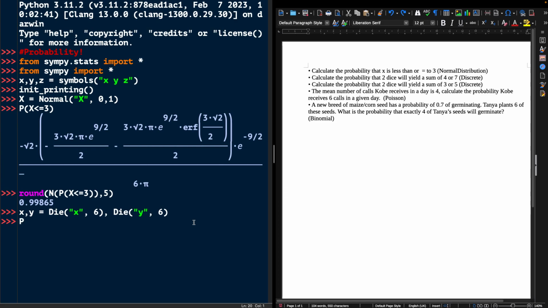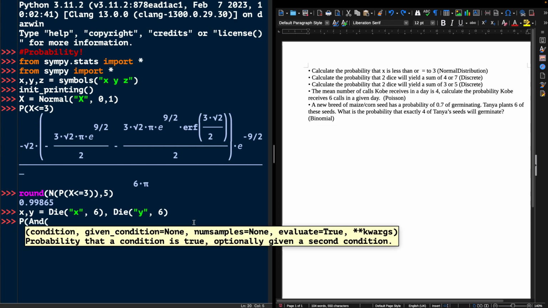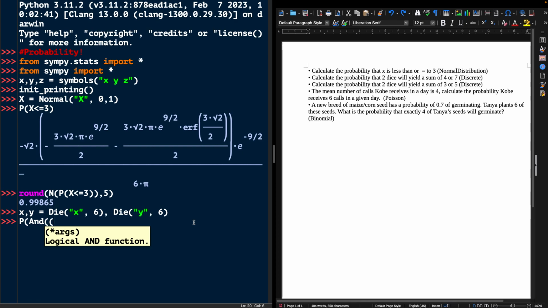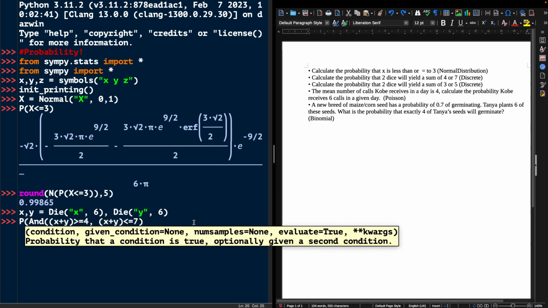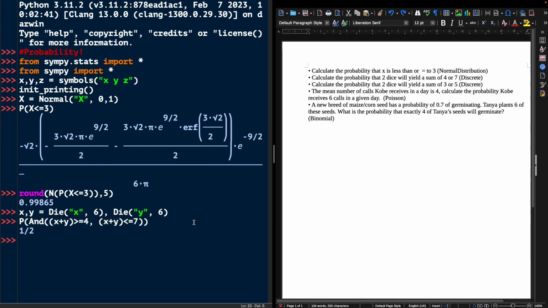So probability, then and, right? X plus y is less than or equal to 4, right? And then x plus y is less than or equal to 7. We got a half, right? So I'm just going to copy that, save me time from doing it all again, right? And just change the values. I'll change that to 3, and then the next one is 5. Okay, cool.